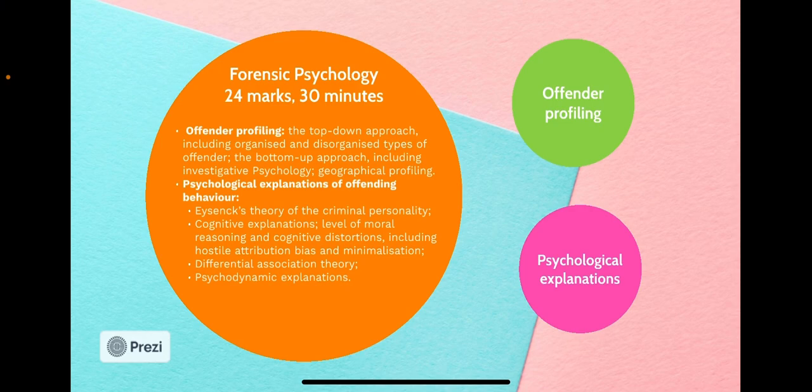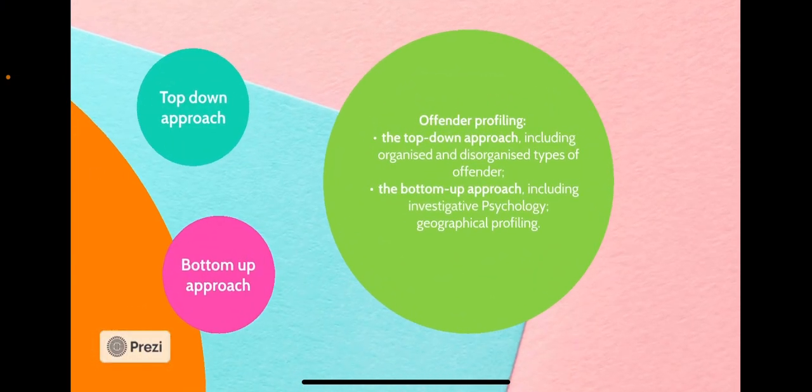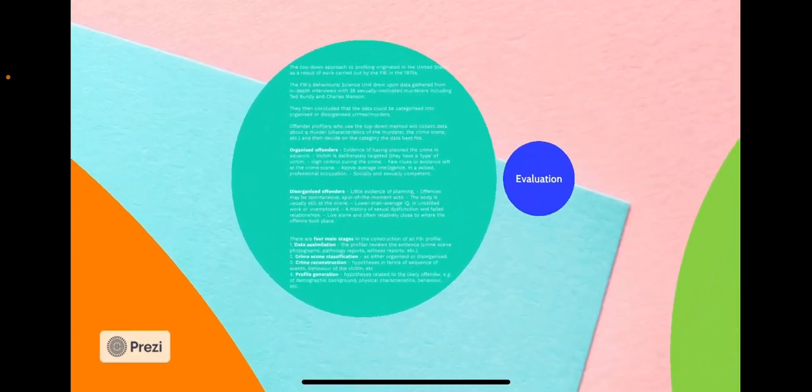So we've got Eysenck's theory, cognitive explanations, which includes moral reasoning and cognitive distortions, including hostile attribution bias and minimalisation. And then we have differential association theory and psychodynamic explanations. So we'll start with offender profiling. We're looking at the top-down approach first, with organised and disorganised types of offender.